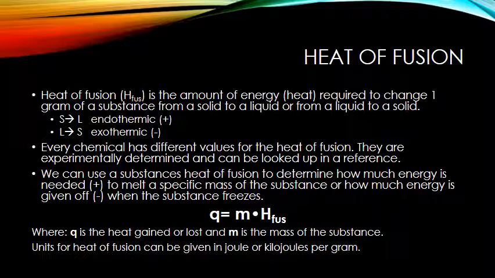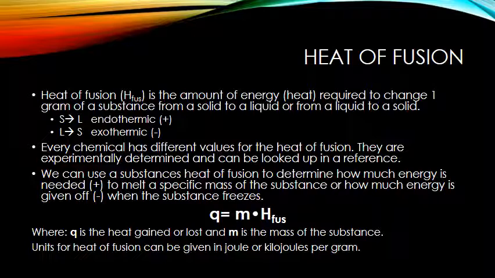Every chemical has different values for the heat of fusion. They're experimentally determined and can be looked up in any reference. So heat of fusion, the word fusion talks about fusing or putting things together, so that often refers to the freezing part, and we just use the same numbers for the opposite. For the melting part, we just see how the temperature change is different.